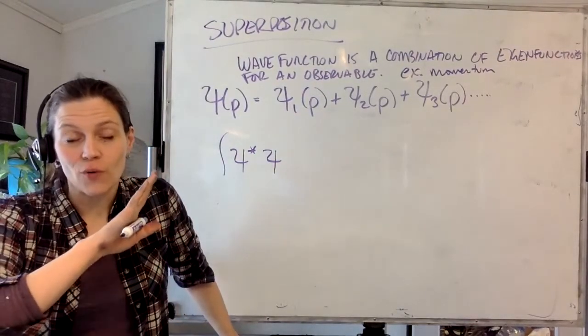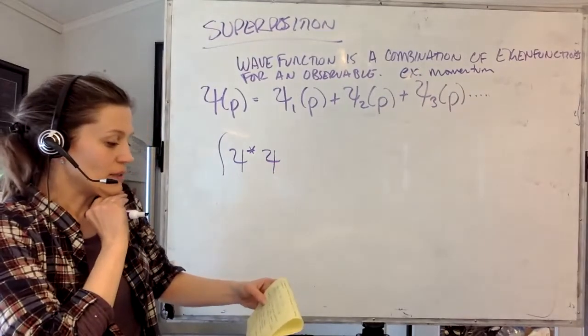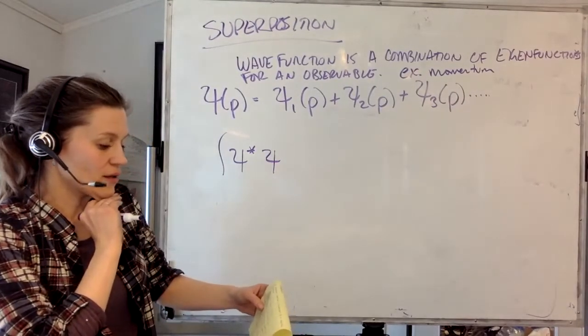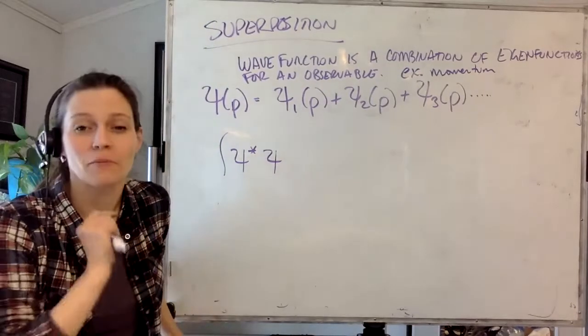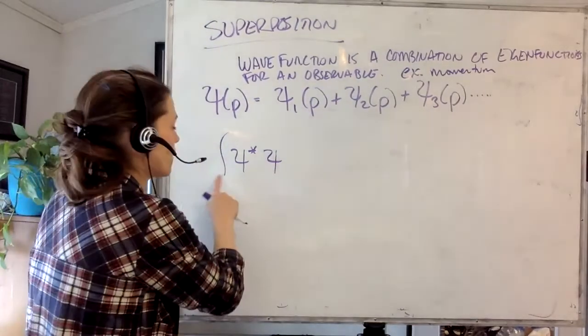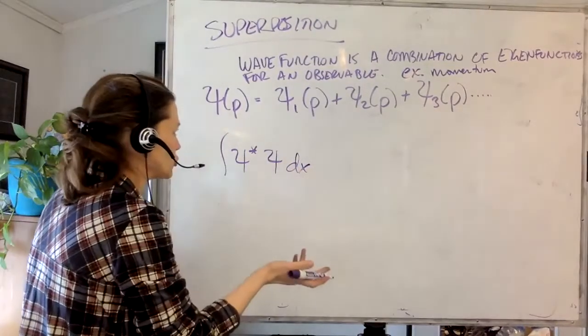I just want to know the probability distribution of my momentum. That's a better way to say it. The probability distribution of my momentum. So I would take psi star psi dx for one dimension.